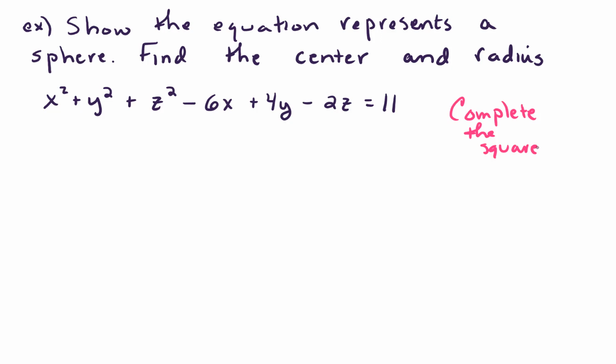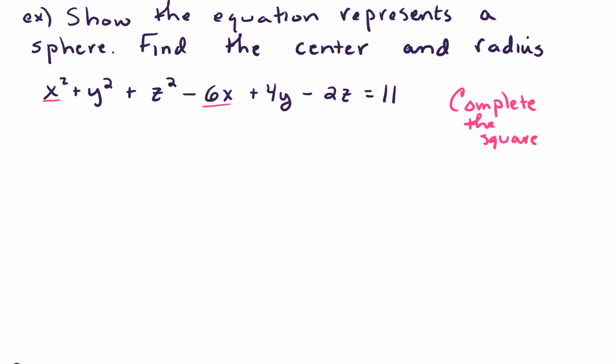So the first step for complete the square is I want to take all the terms with x and put them together, and then all the terms with y and so forth. So I'm going to write x squared minus 6x. I'm going to leave a little space, and now we collect the terms with y. So we've got y squared plus 4y, and now I'll collect the terms with z. So the terms with z, we've got z squared minus 2z. And then over on the right hand side we have 11.